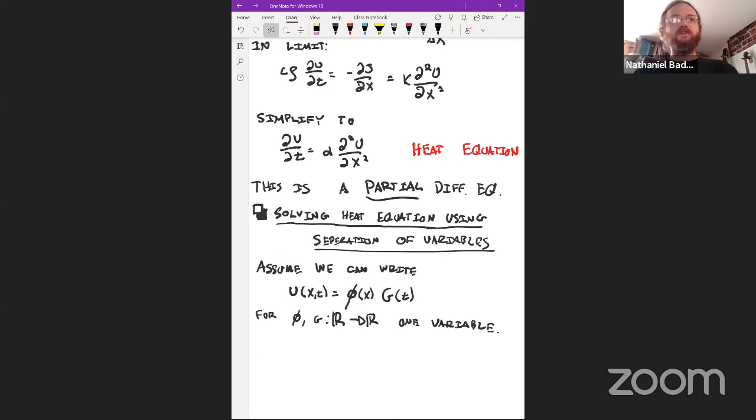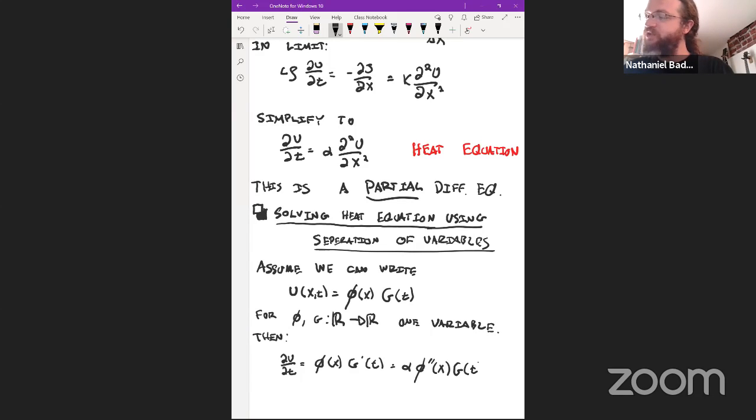So these are nice single variable functions. So then, what does that mean? Plugging in, du dt is just going to be equal to phi of x times g prime of t. Great. And this is supposed to be equal to d squared u dx, which is just going to be the second derivative of phi times g of t.